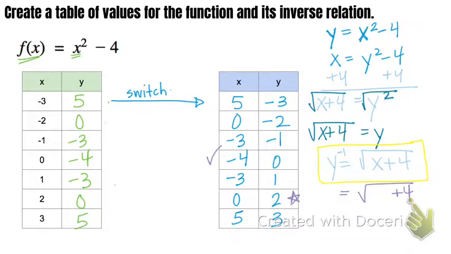Let's try this one. If we put 0 in for x, so wherever there's an x, I'm going to put a 0, and 2 in for y. Let's see if this is true. 0 plus 4 is 4. The square root of 4 is 2. So that works as well. So you come up with your table of values, and then you can switch those xy values to give the xy coordinates of your inverse function.